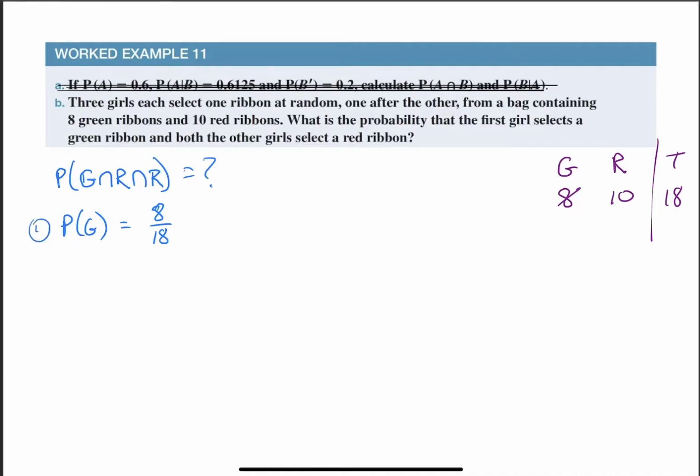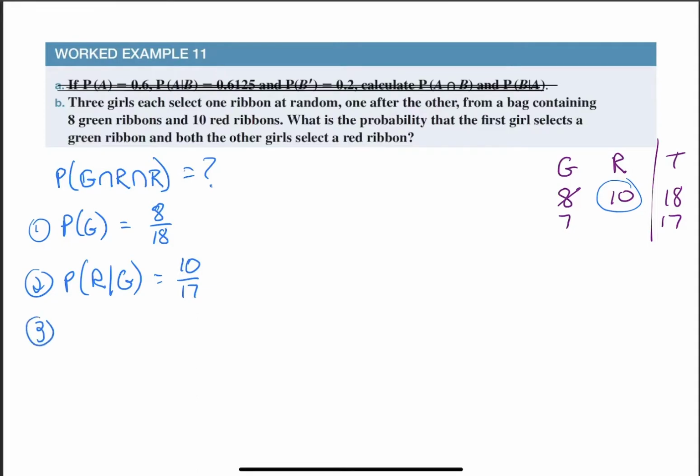With my second draw, the second girl now needs to find a red, given that the green has been taken on the first one. If I've taken a green one, there will be 7 green ones remaining, 10 red ones, and a total of 17. So for the second girl to find a red, given that the first one is a green, there will be 10 left out of 17.